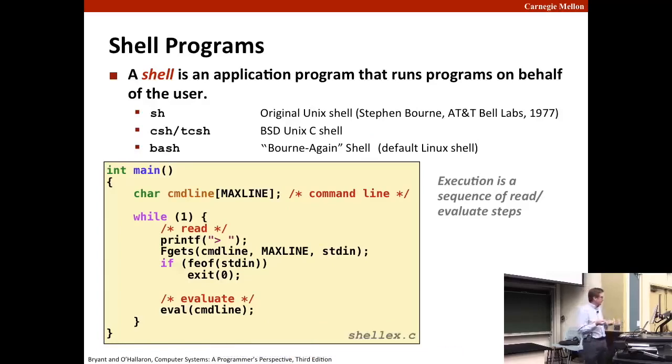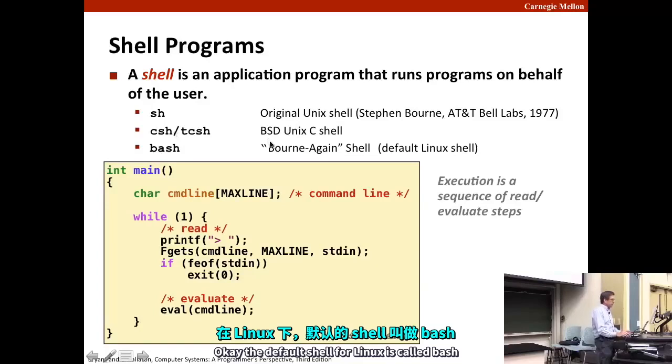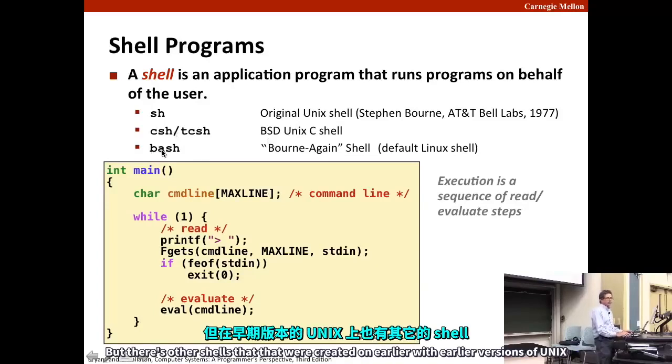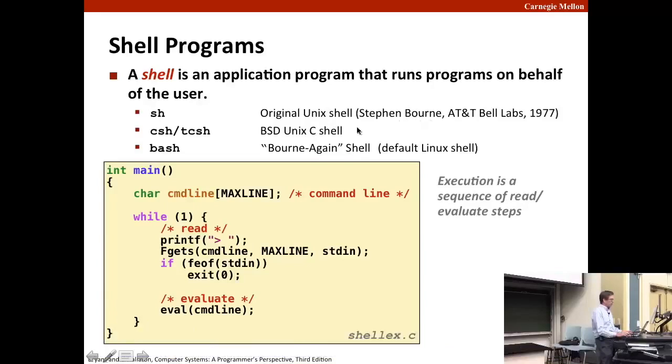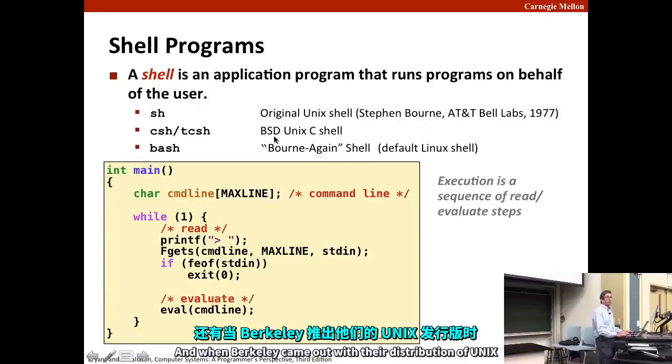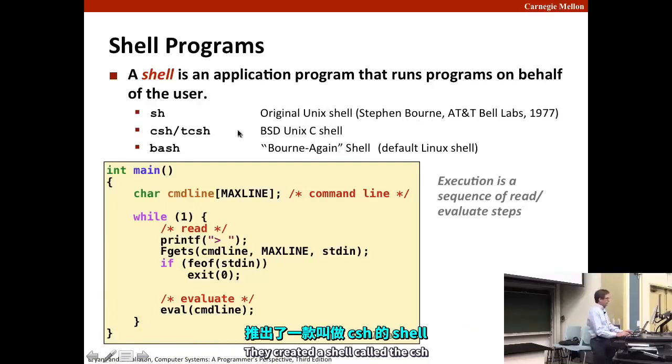Okay. The default shell for Linux is called bash, but there are other shells that were created earlier with earlier versions of Unix. SH was the original shell. It's called the Bourne shell because it was created by Stephen Bourne. And when Berkeley came out with their distribution of Unix, they created a shell called CSH.